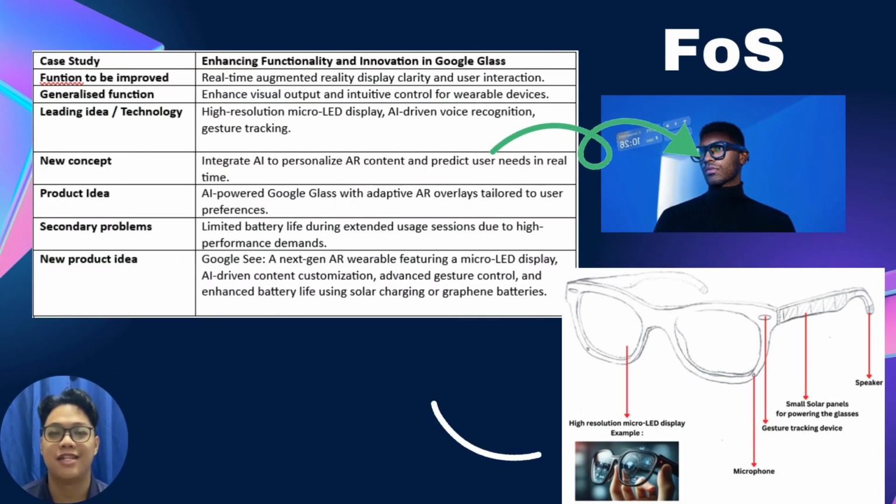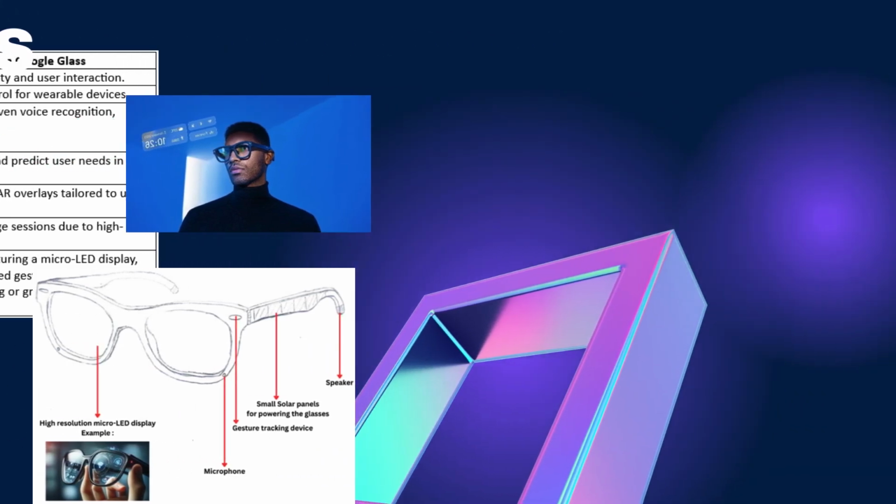Next, we move on to enhancing the functionality of a Google Glass. The function is to improve focuses on augmented reality, AR, clarity, and better user interaction. The generalized function aims to enhance visual output and intuitive control for wearable devices. Our new product idea, Google See, features innovation like micro LED display, AI-driven content and customization, gesture control, and improved battery life through solar charging or graphene battery. Addressing secondary problems, we tackle issues like limited battery life and user experience. Ensuring better performance for extended use.